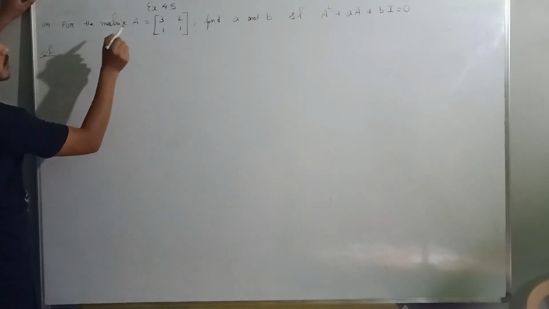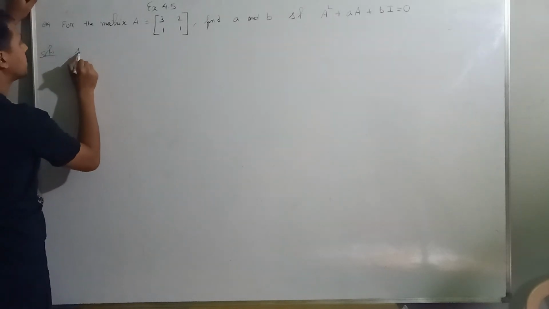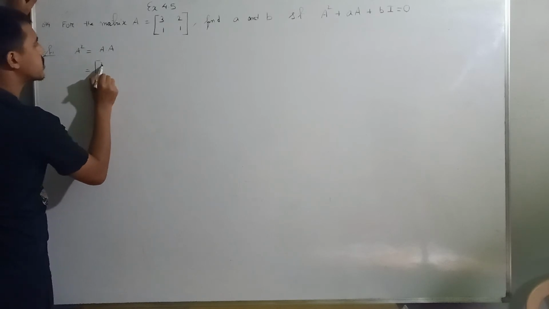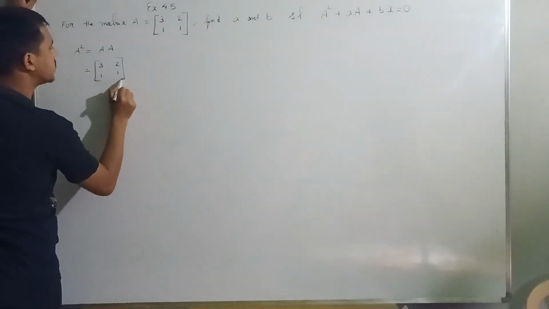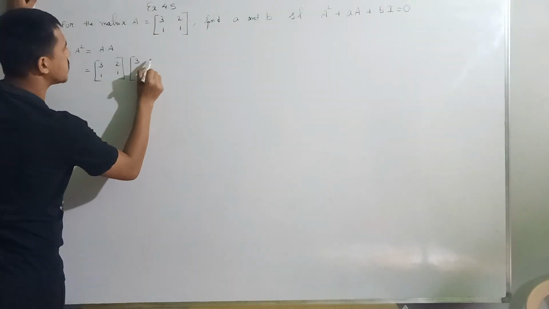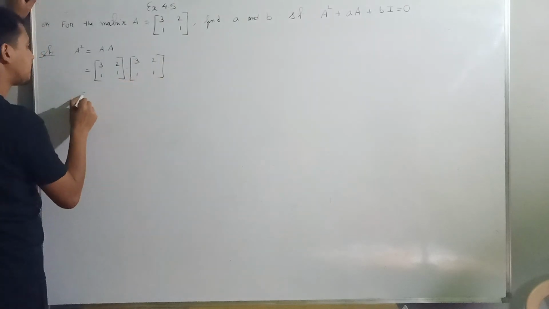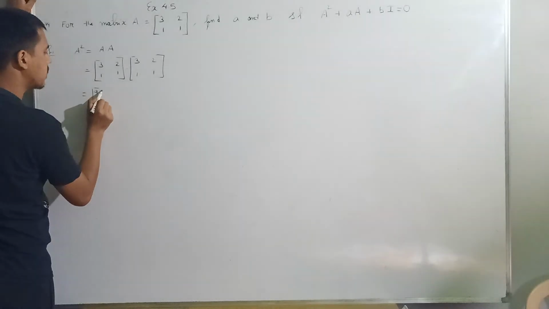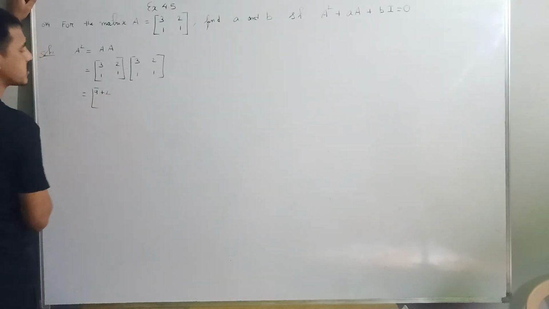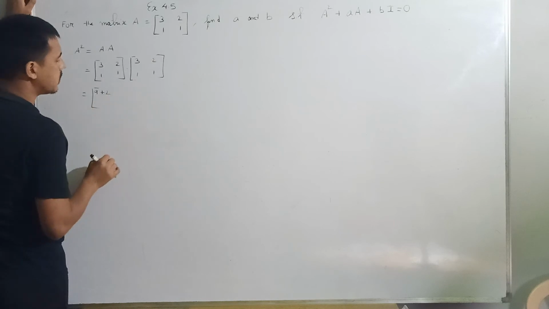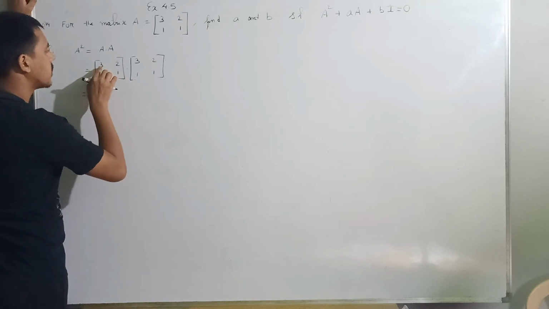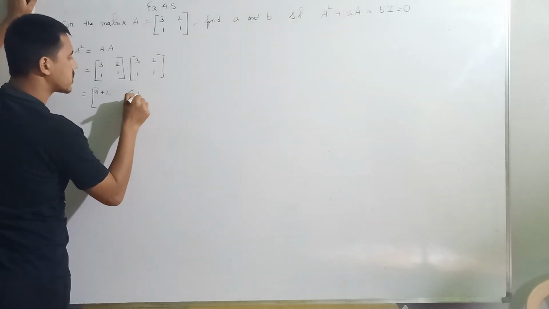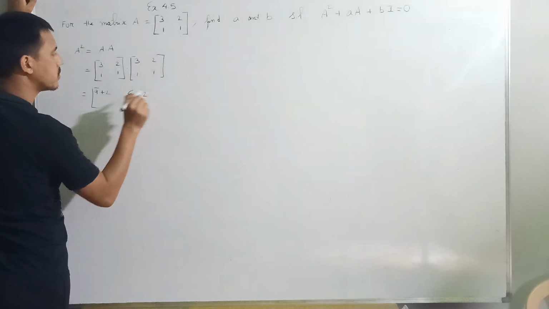Since we know A, we find what is A squared. A squared means A times A. Your A is 3, 2, 1, 1 times your again A is 3, 2, 1, 1. So we multiply. First row will multiply with first column. 3 times 3 is 9 plus 2 times 1 is 2. That's the first element. Second element of the first row, you multiply the first row with the second column. 3 times 2 is 6 plus 2 times 1 is 2.